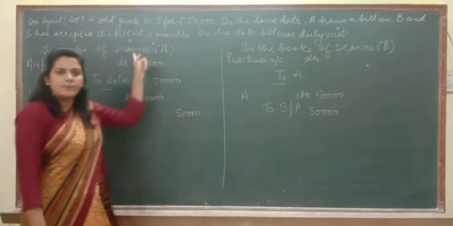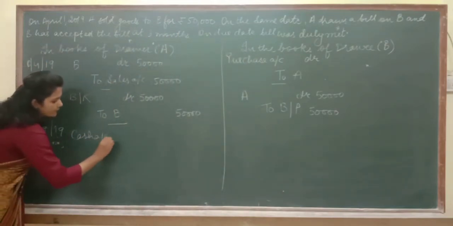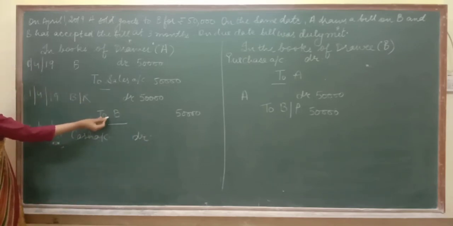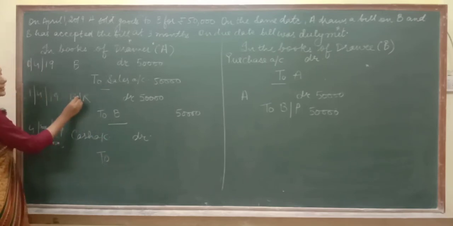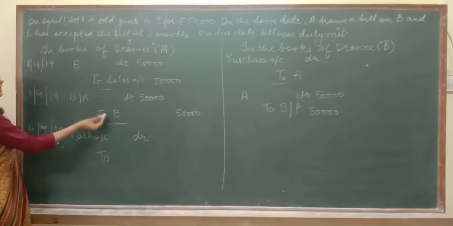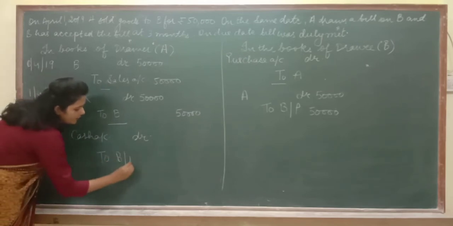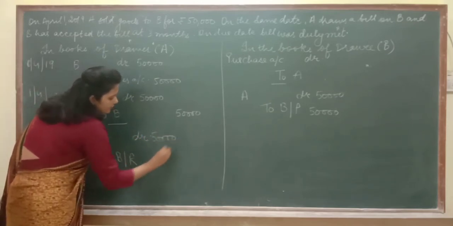B has made payment to A. So money comes into the business of A, so we debit cash. Which was now B's bills receivable, so it means that we have received money from B. It is B only, but instead of writing B, I'm going to write here BR, and the amount is 50,000.